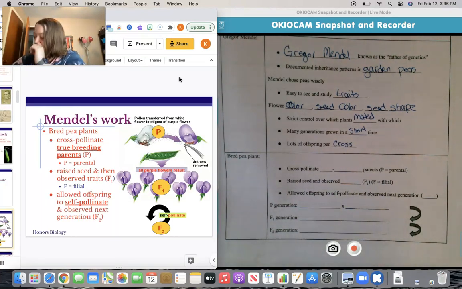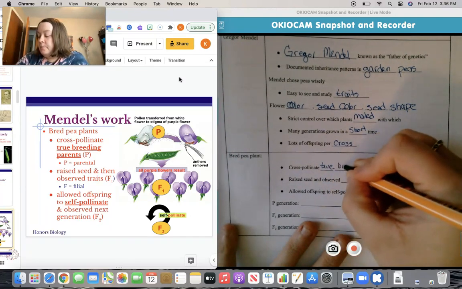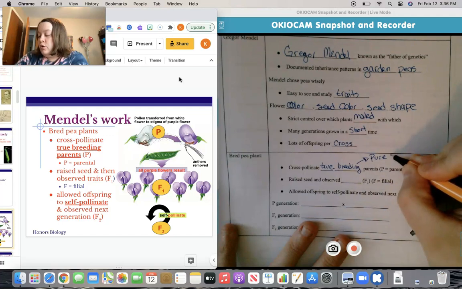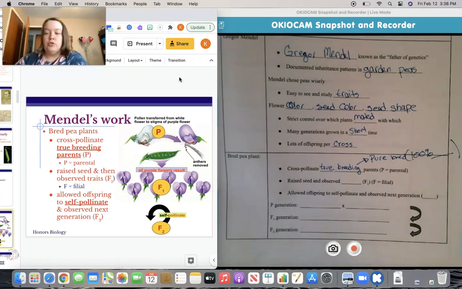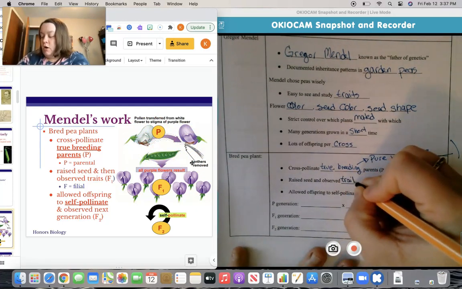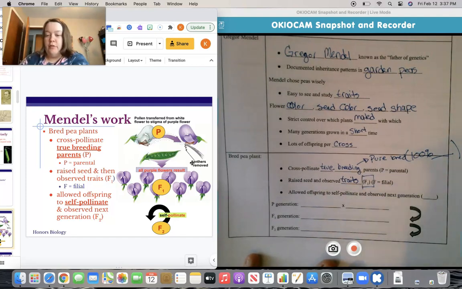So in his experiments, the first thing he did is he cross-pollinated true breeding parents. True breeding is another way of saying purebred, or 100% for whatever trait you were talking about. In this case he was looking at the flower color. He crossed a true breeding pure white flower with a true breeding pure purple flower and looked at their offspring. And he observed the traits that the offspring had. That generation is going to be called the first generation, abbreviated with F1.